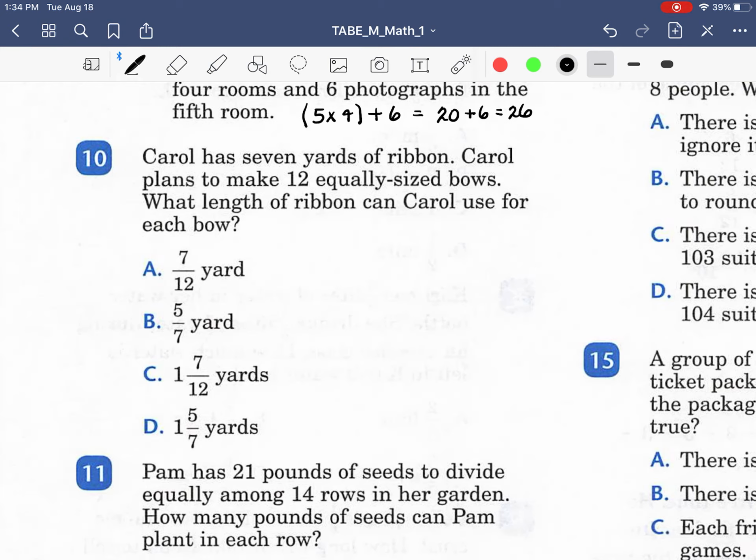Number 10. Carol has 7 yards of ribbon. Carol plans to make 12 equally sized bows. What length of ribbon can Carol use for each bow? Well, if she has 7 yards and she wants to divide that 12 ways, there you go. The answer to this one is A.